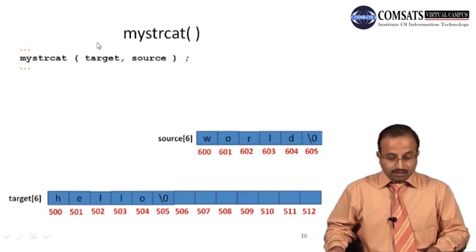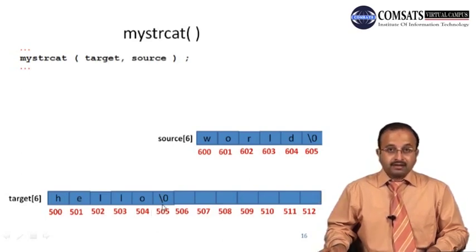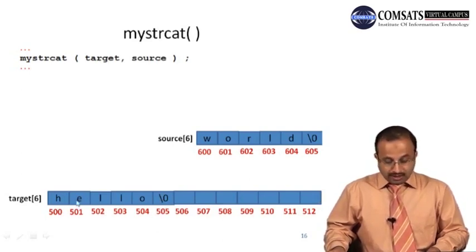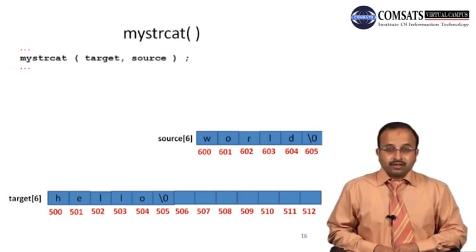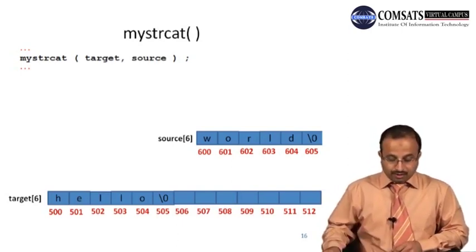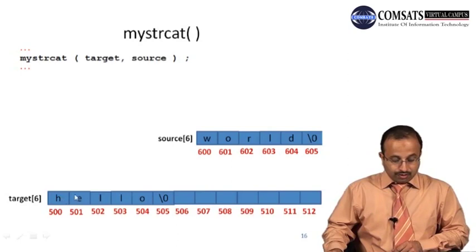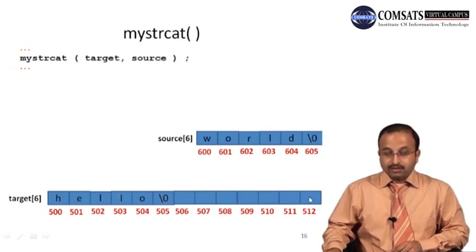And what is the end of that string? It's not here. This is not the end. Its end is where it finds the null character. So this is actually the memory allocated for target. This is not the length of the string. This is the size of the string. The memory allocated for that string is 1, 2, 3, 4, 5, 6, 7, 8, 9, 10, 11, 12, 13 bytes, and the length of the string is 5.